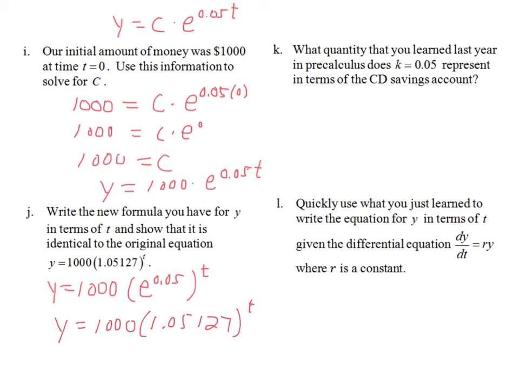Okay, so coming over to letter K now, it says, what quantity that you learned last year in pre-calculus does our k equal to 0.05 represent in terms of the CD savings account? So hopefully you remember that, back when you were doing exponential functions and you got into compounding with money, if you have your growth factor equaling e to the k, that k is what we call the continuous rate.